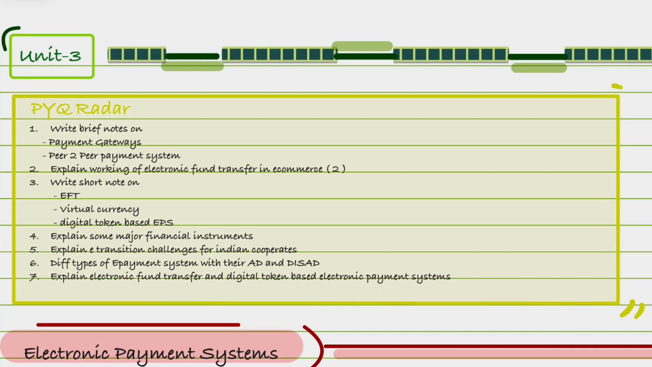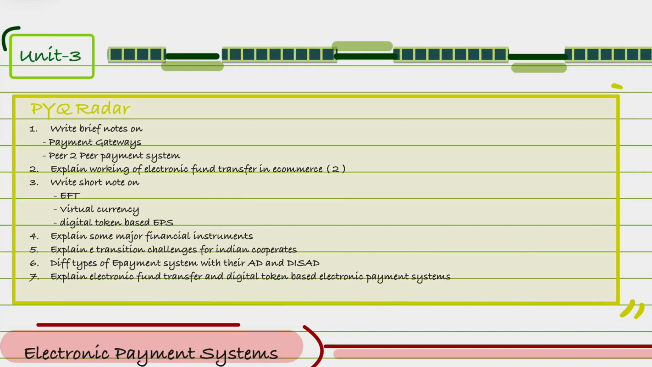Today we'll discuss Unit 3 of e-commerce. So if Unit 2 was about building a beautiful storefront, Unit 3 is where we actually install the vault, as per the digital payment system. Unit 3 is all about payment systems, and in this we'll discuss payment gateways, peer-to-peer payment systems, and how electronic fund transfer works in e-commerce.